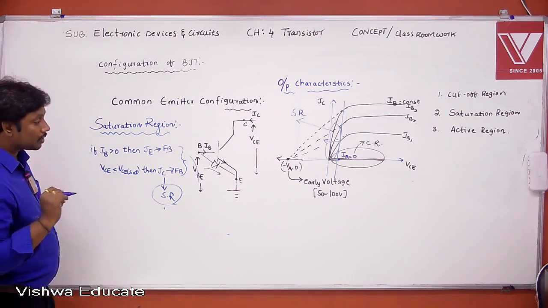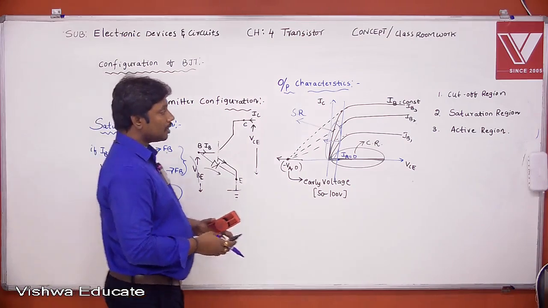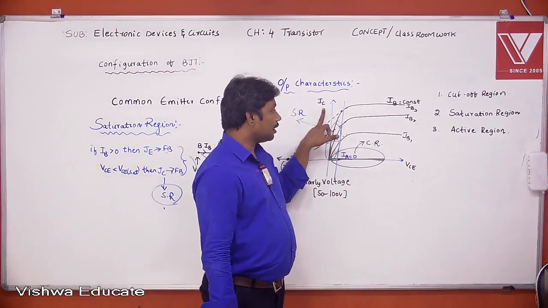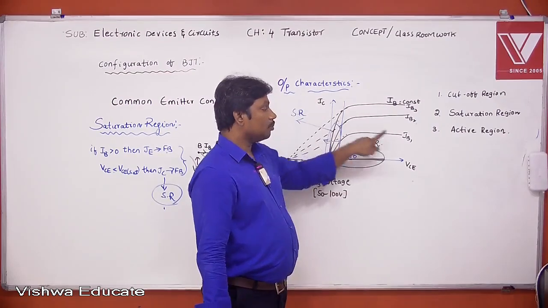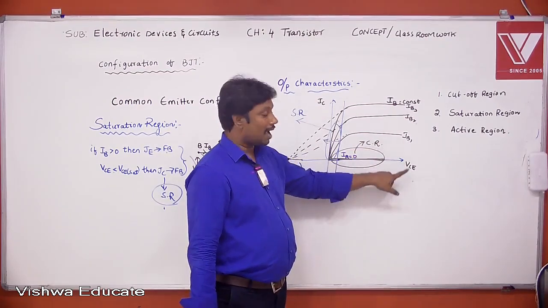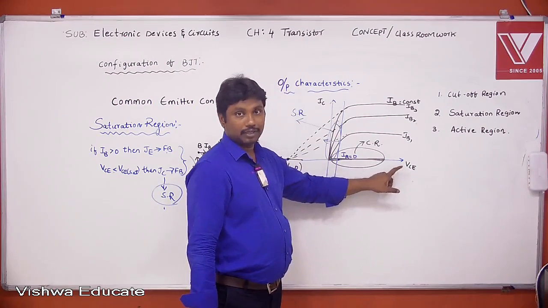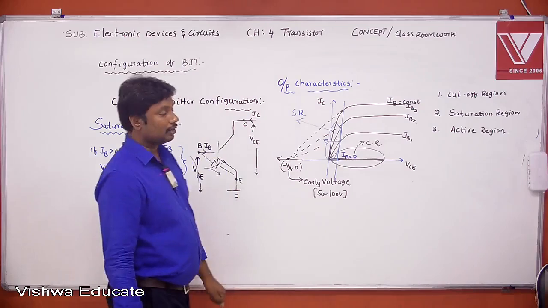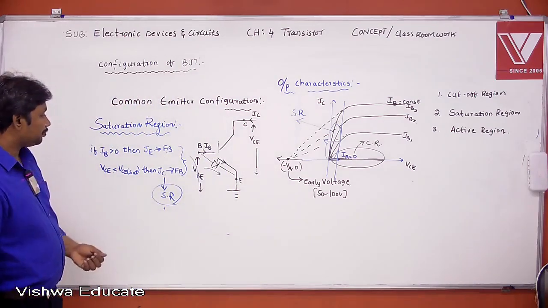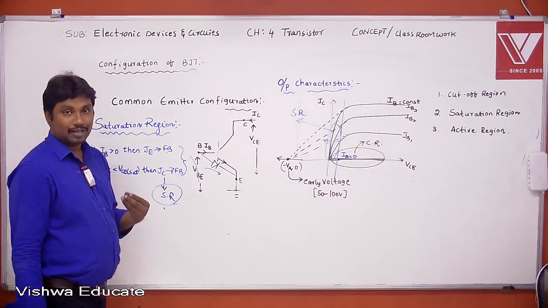And one more point, in case of saturation region, the collector current depends on what actually? This collector current depends on both IB as well as VCE. It varies with both IB as well as VCE, right? Saturation region, next one.